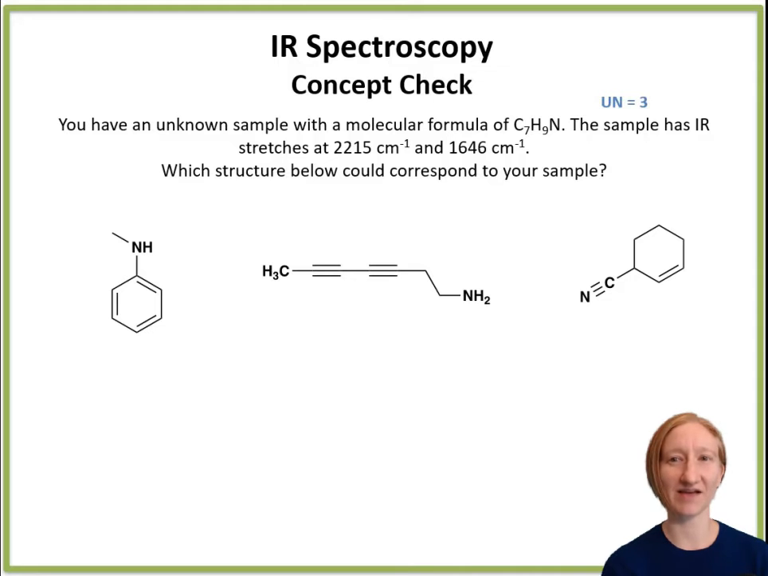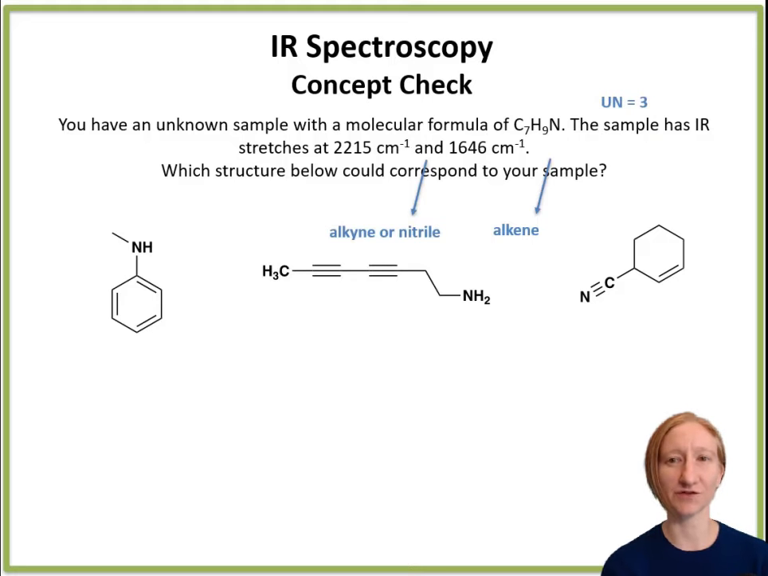So right off the bat, I favor the third structure shown. But let's also look at the IR stretches and make sure they're consistent with this assignment. A vibration at 2215 wave numbers is indicative of a triple bond, an alkyne or a nitrile. A vibration at 1646 is indicative of a carbon-carbon double bond, an alkene. Both of these are consistent with the last structure.